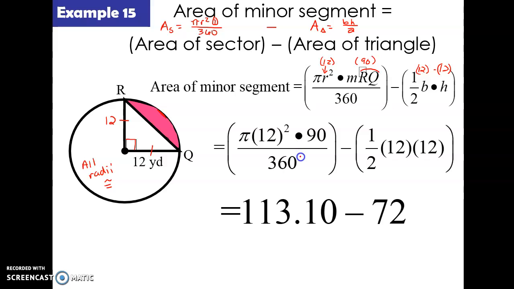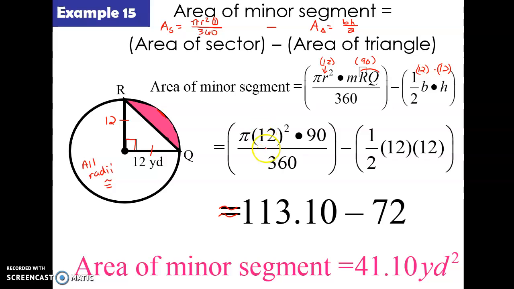And when you put this in the calculator, it simplifies. I get 113 minus 72. And now notice that pi is not in here anymore. So this is really an estimated value. It's not exact. So the area of my minor segment is approximately 41.10 yards squared.